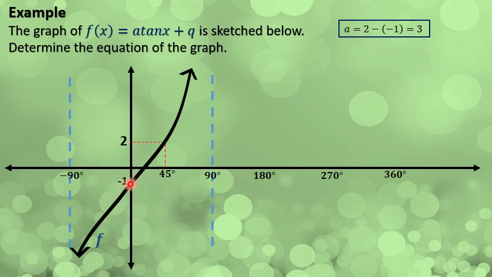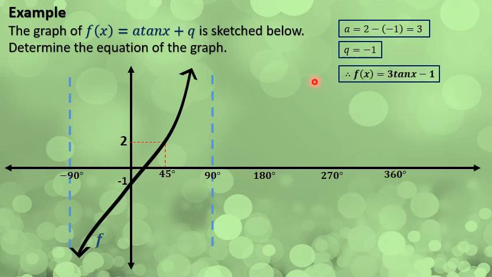Now, how do we find our Q value? Remember, the Q is your Y intercept, and it is straight there in your face. So we can say Q is negative 1, and now we substitute A with the value that it's equal to. We substitute Q with the value that it's equal to, and voila, we've got the formula of this tan graph given.